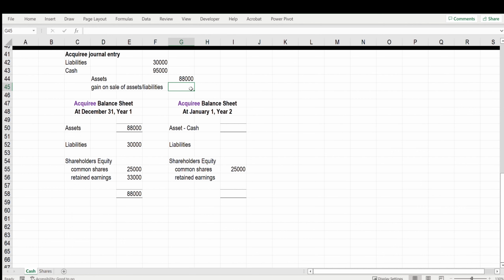So now this results in a gain on the sale of the net assets and liabilities. So it's simply a plug. We'll add everything on the debited side subtracted by the credited side, and we have a $37,000 gain on the sale of assets and liabilities.